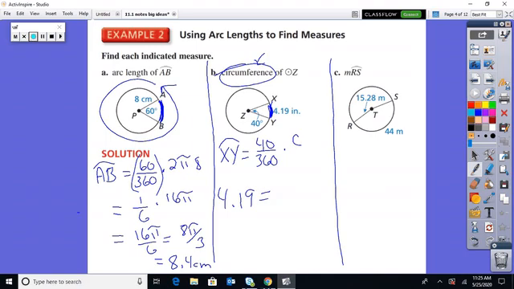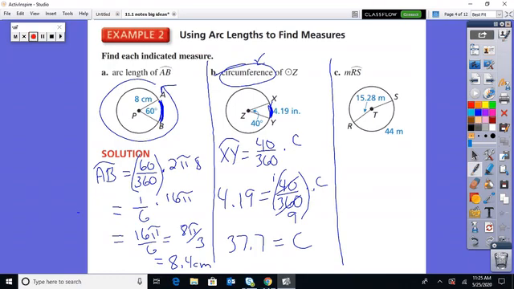4.19 equals 43/60ths times my circumference. So now if I can just multiply by the reciprocal of 43/60ths, which is 1/9, right? So I could really rewrite this as 1/9. So then I just have to multiply both sides by 9, and I got 37.7 as my circumference. So it's really just dealing with that equation.